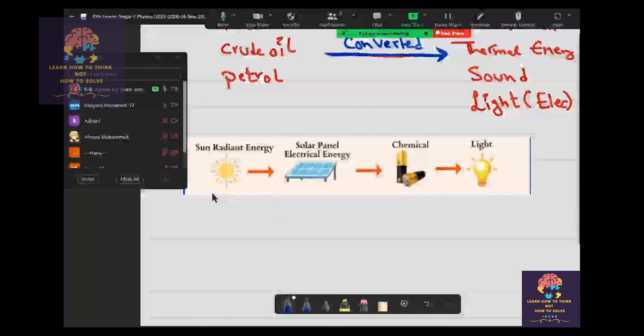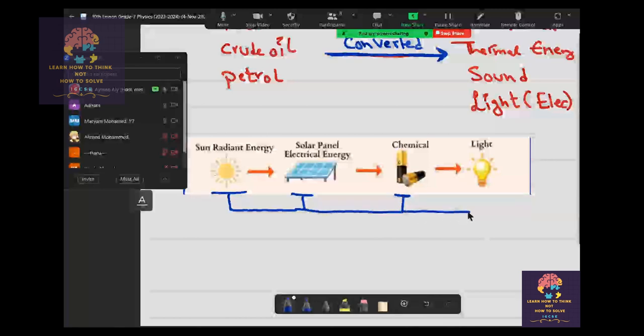The sun gives us what? Radiant energy. Okay, let's say it is radiant energy or light energy. And this radiant or light energy is absorbed by what? By solar panels. Okay? The solar panels store the energy from the sun inside of it and convert it into what? Into chemical energy inside the batteries. The batteries store the energy inside of it, which is chemical energy, and convert it into what? Into light. Okay? Can you see the cycle now? Is it easy? Yes. Okay.